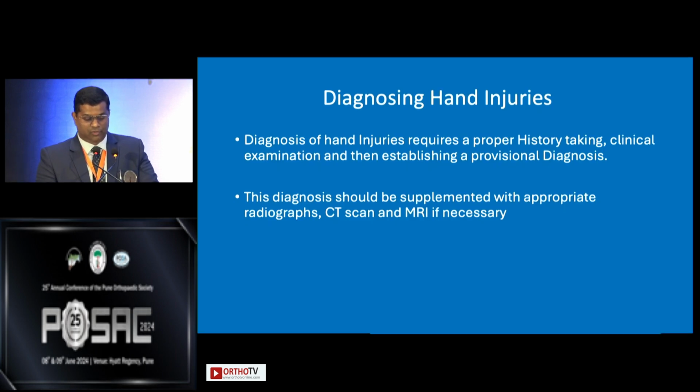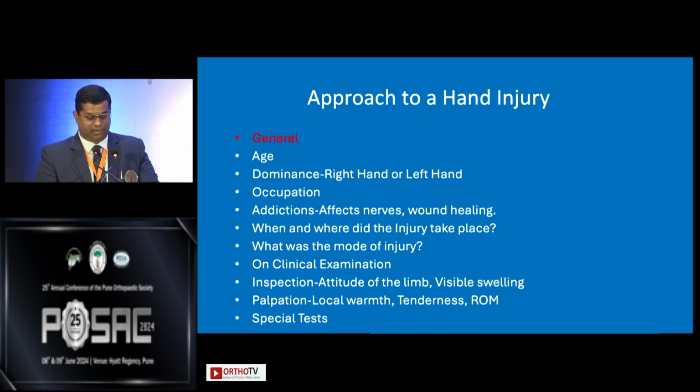Diagnosis of hand injury requires proper history taking, clinical examination, then establishing a provisional diagnosis. We never jump directly to the diagnosis. The diagnosis should be supplemented with appropriate radiographs, CT scan and MRI if necessary.